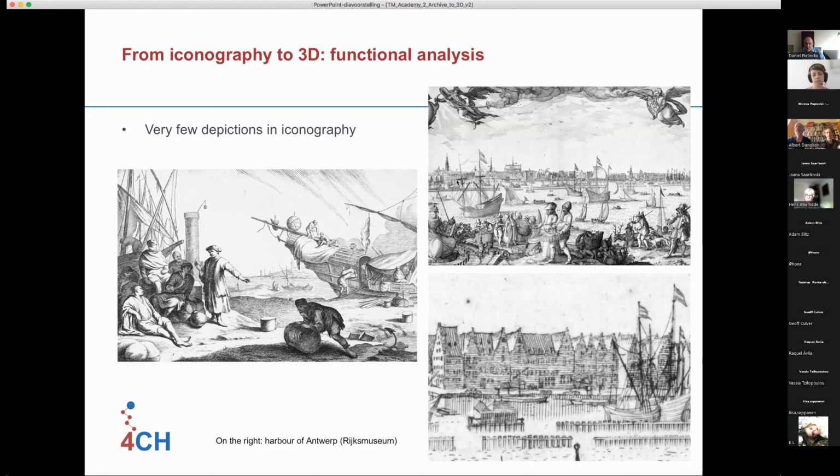And here there is a very good depiction of the harbor of Antwerp from the 17th century. And if we zoom in here in the back, we see 1 crane there. And we see at least 300-400 ships in the whole drawing. So that means, in fact, it was something that was used for a special purpose. And that is what we try to understand here.